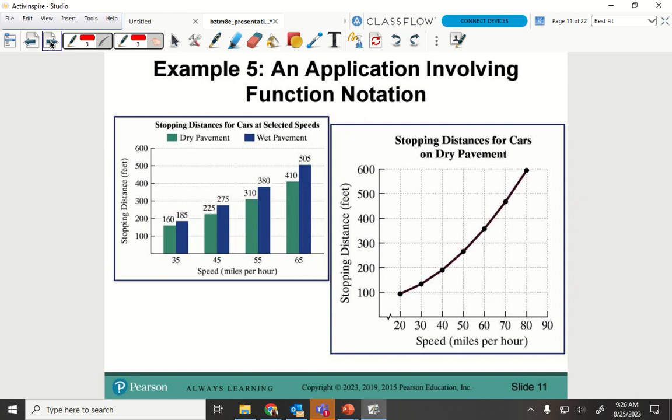Anyway, stopping distance for cars on dry pavement right here. If you notice, what's happening as it's going up? The faster you go, a lot further, right? But is it growing on a straight line? No, it's not. And that's what we're trying to get at. It actually has an exponential growth. There is a curve to it. So it's actually getting longer and longer for each one.